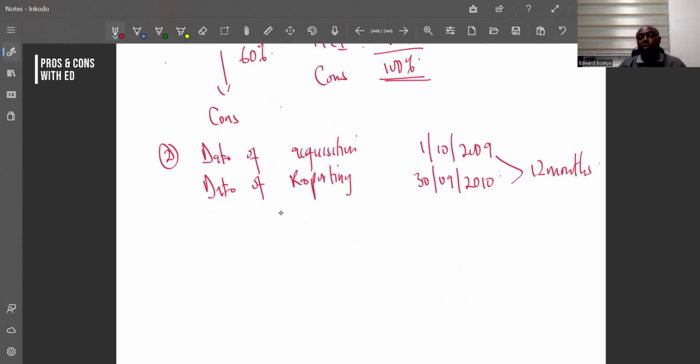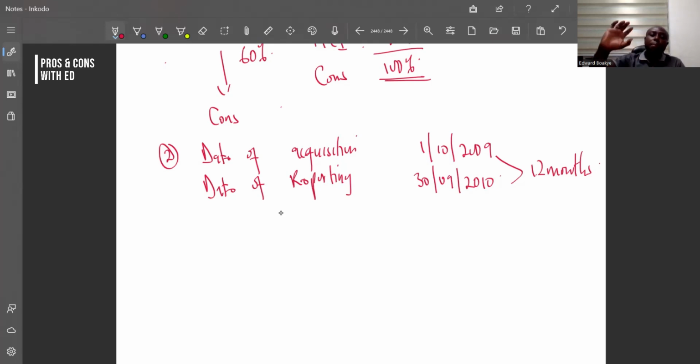What do we mean by the acquisition period? The acquisition period is the date we are acquiring the company, and this is 1st October 2009. And then the reporting period is the date we are going to consolidate the financial statement, and that is 30th September 2010. Looking at this question, we were given 30th September 2010. We have to consolidate at 30th September 2010. That is the ending period of these companies.